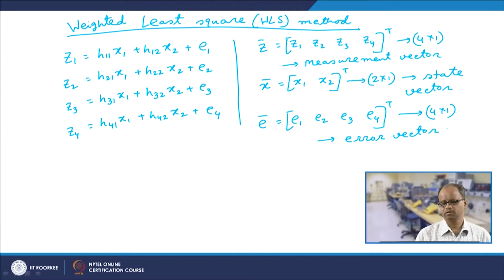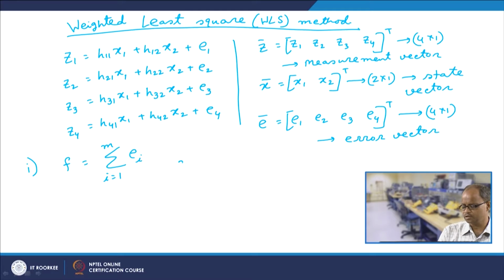Now, as we said earlier, our goal is to estimate the values of x 1, x 2 such that the effect of these errors is minimized. So, we need to derive some objective function or some kind of index which will compute the net effect of all the errors. Now, there can be several indices. One such index, we call it f, where i runs from 1 to m. Here m is the number of measurements.